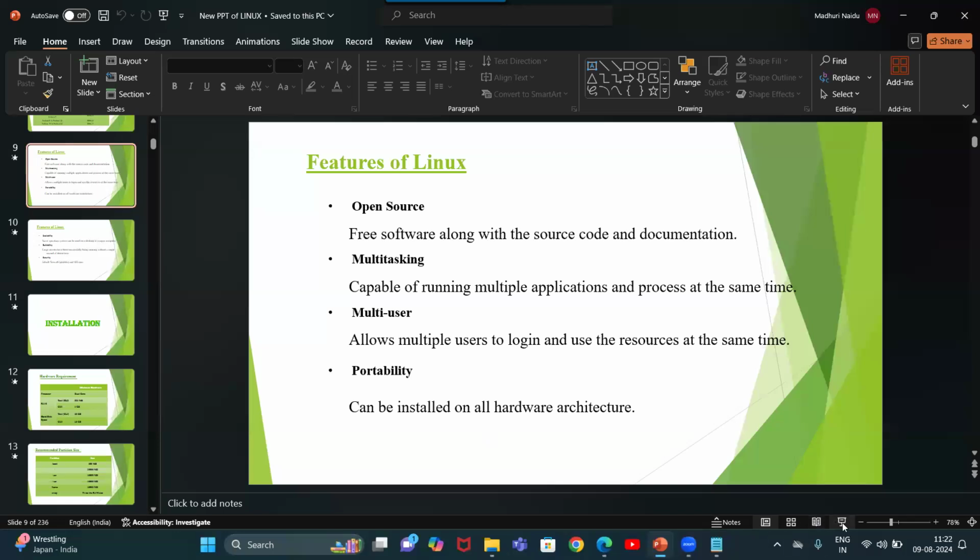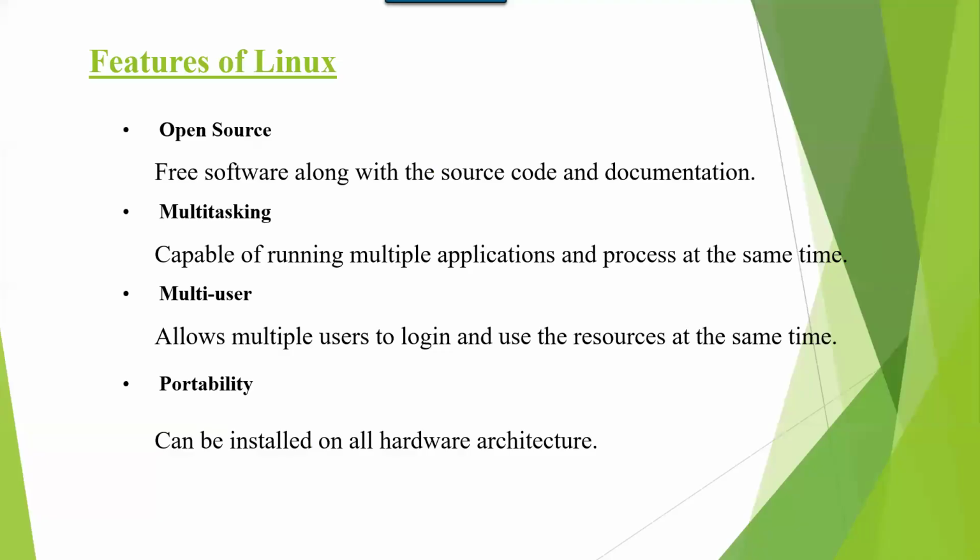And next one is portability. Portability means it can be installed on all hardware architectures. We don't require any specific hardware environment. Like if you have an AIX server, it requires IBM architecture. If IBM hardware is there, then only we can install AIX. Like that, some operating systems require a specific hardware environment, but Linux can be installed in any hardware environment. Even Windows also can be installed in any hardware environment. For Linux, if you have a minimal hardware environment, like 512 MB RAM and a 10 GB hard disk, you can go with the Linux operating system. That is also an advantage of Linux.